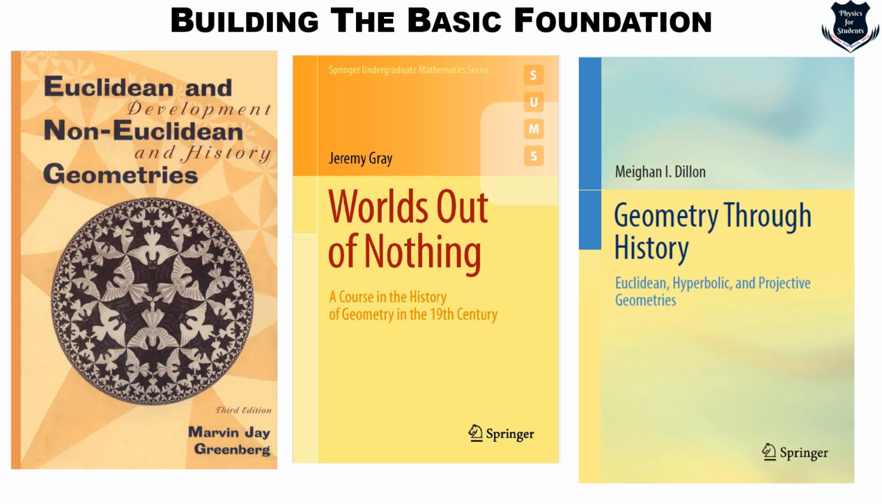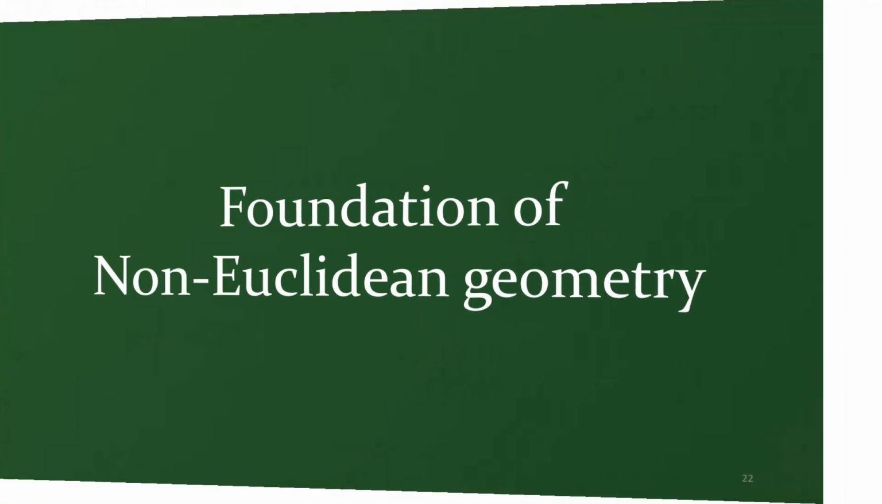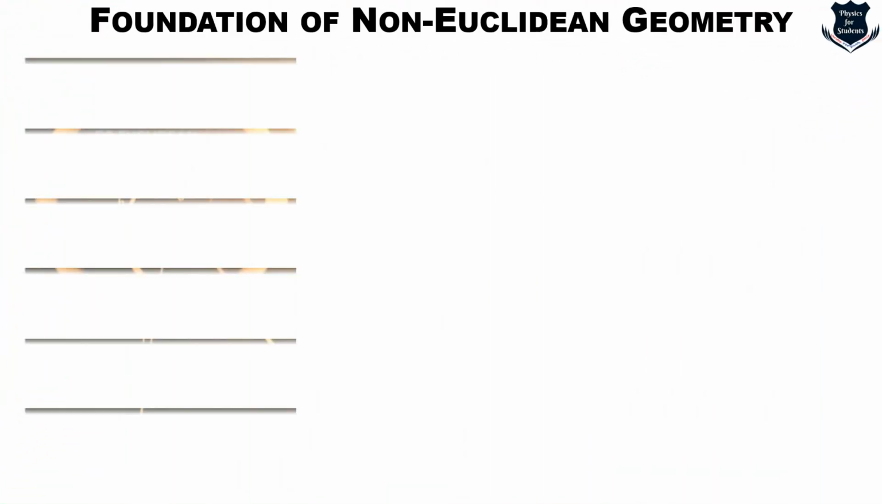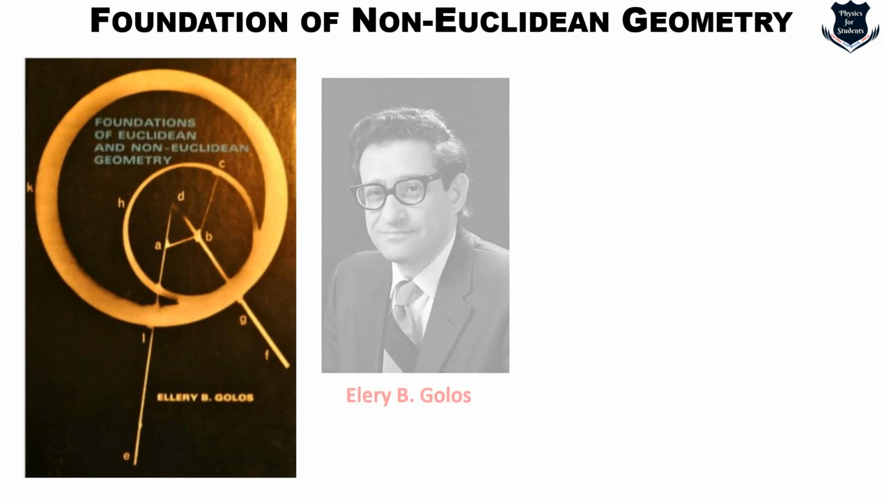So that is basically building the basic foundation, and now we are going to study what is the foundation of non-Euclidean geometry, because once we know the history, then we move into the geometry, and the geometry is basically non-Euclidean geometry. I first like to show a very unusual book. Now, I'm sorry for the cover because I cannot find a better resolution cover. It is Foundations of Euclidean and Non-Euclidean Geometry.